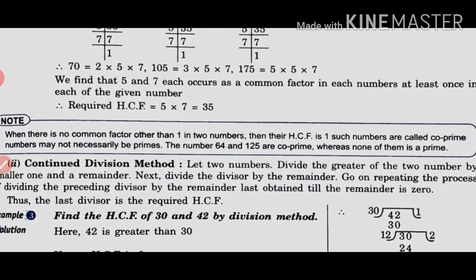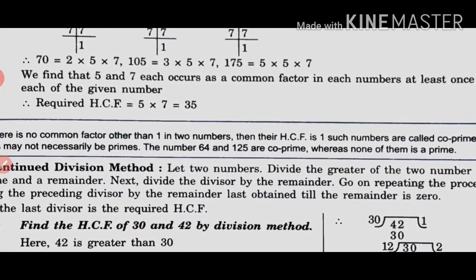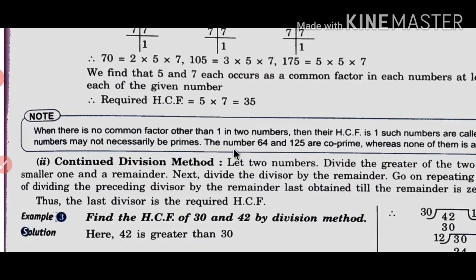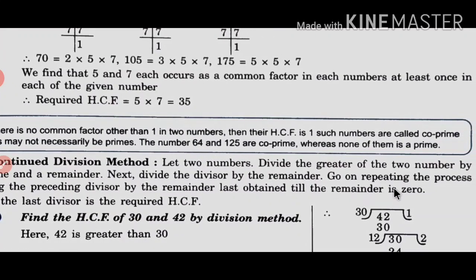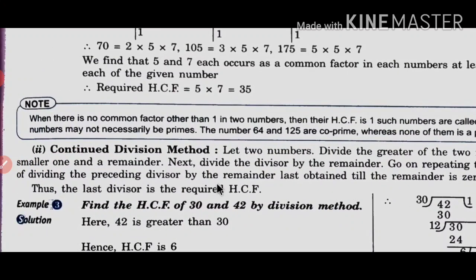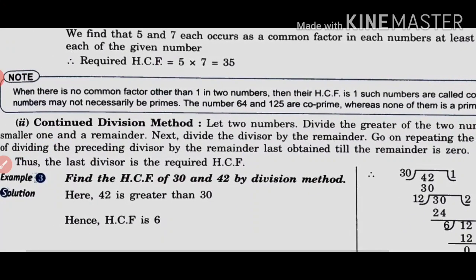Now we'll see the second method, the continued division method. This is a method like the simple division we do for finding answers. Divide the greater of the two numbers by the smaller one and find the remainder. Next, divide the divisor by the remainder. Go on repeating the process of dividing the preceding divisor by the last obtained remainder till the remainder is 0. Thus, the last divisor is the required HCF.